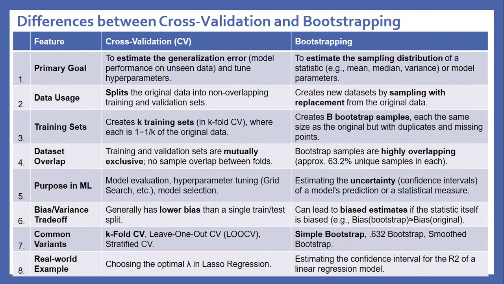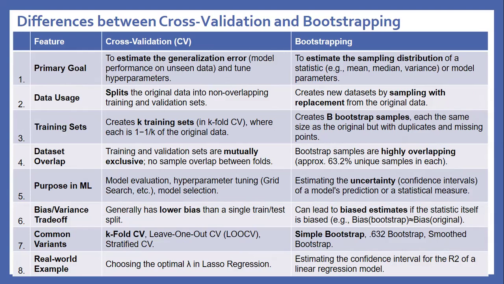Moving to the question: difference between cross-validation and bootstrap. Primary goal: cross-validation is to estimate the generalization error, model performance on unseen data, and tune hyperparameters. Bootstrapping is to estimate the sampling distribution of a statistic, for example mean, median, variance, or model parameter. Data use: cross-validation splits the original data into non-overlapping training and validation sets. Bootstrapping creates new datasets by sampling with replacement from the original data.